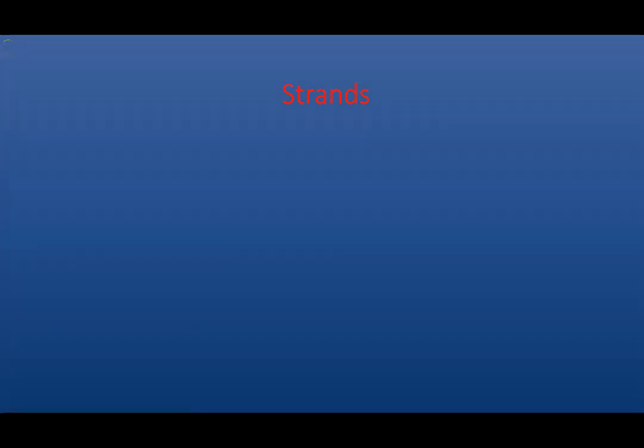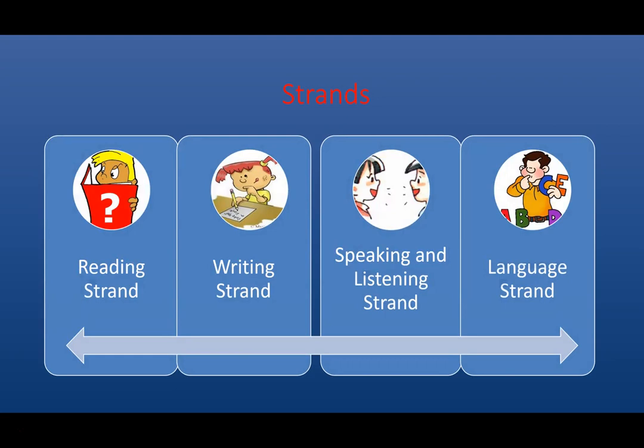The strands in English language arts are divided up into 4. The first strand is the reading strand, the second strand is the writing strand, the third is the speaking and listening strand, and finally the fourth one is the language strand. Okay, so that's the big picture. Reading, writing, speaking and listening, and language, the big strands. Then you can think about them as subcategories. Each of these strands is divided up into topics.